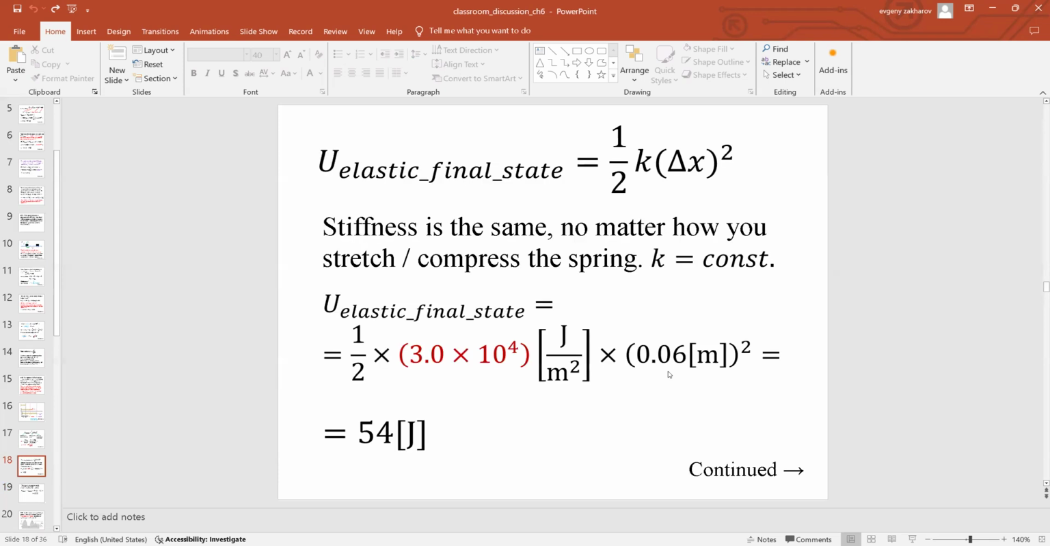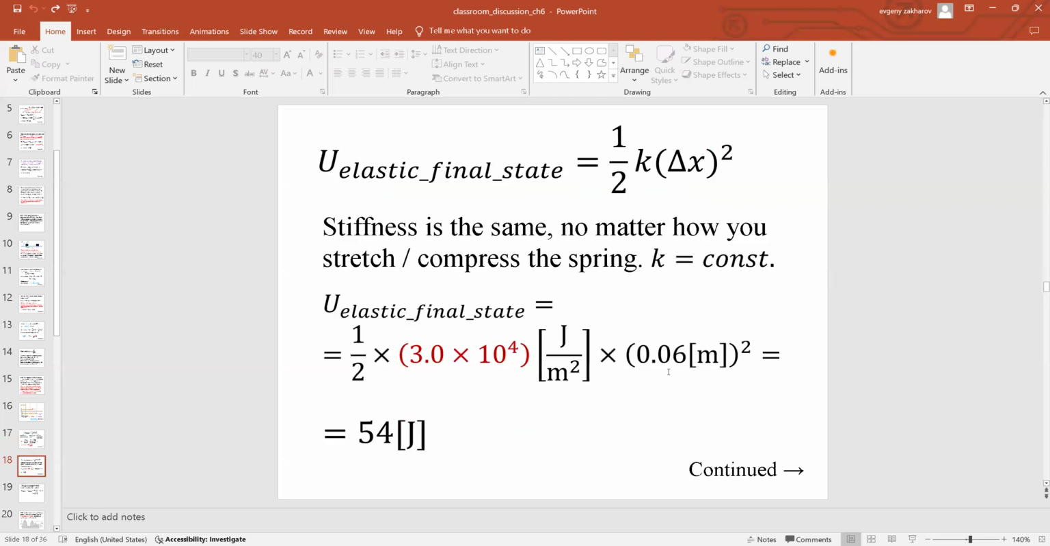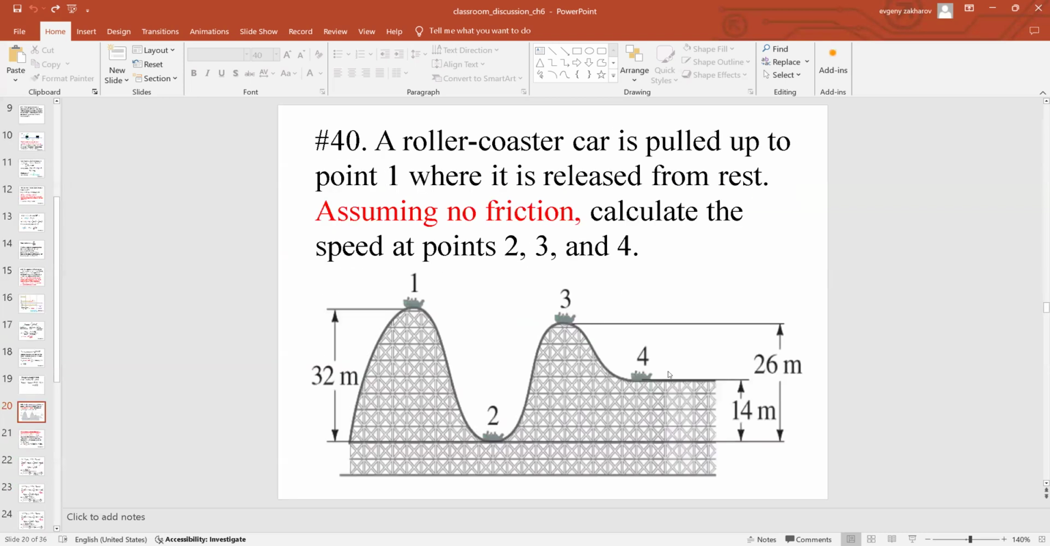So 1/2 kx squared is the formula. And sometimes you will need the Hooke's law to figure out the stiffness. This time we don't need it because you can just calculate it from what's given. But if you can't do it from 1/2 kx squared, you can do it from the Hooke's law, which is the spring force as negative k times delta x. Okay, on to the next problem.